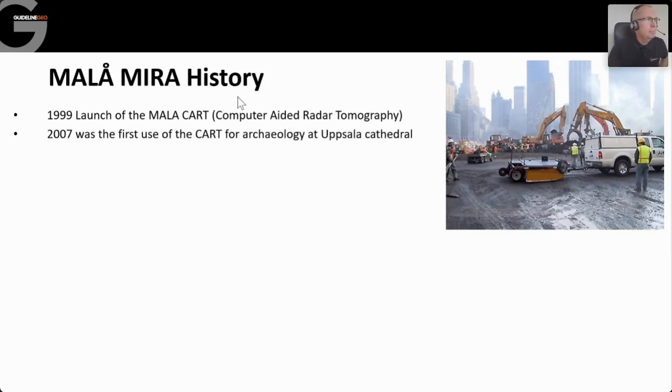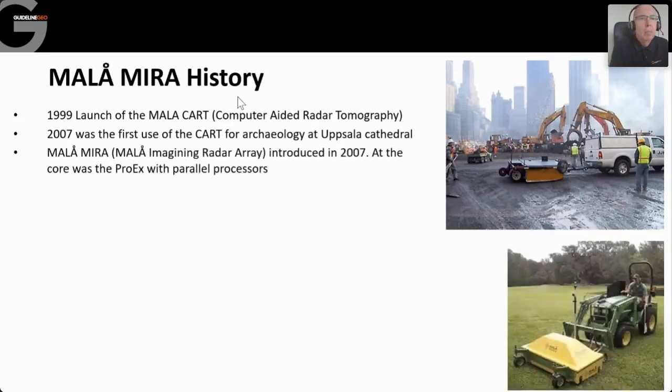In 2007, the CART system was first used for archaeology at Uppsala Cathedral in Sweden. That was its first use in archaeology, and that started to open up the doors really in the archaeological world. In 2007, we produced the first MIRA system. This was the next system on from the CART, and it was built around the ProX system, and it had parallel processors, which meant that the speed could be increased drastically. So we saw some improvements in speed and in data processing and sampling of the signal in that.